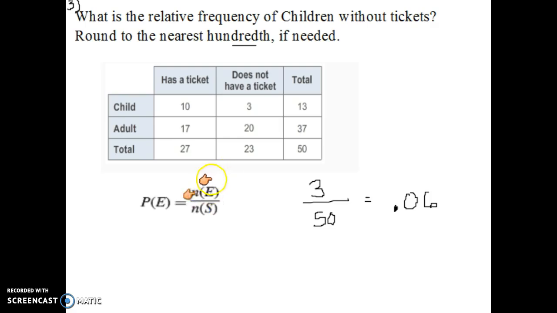Okay, so the total outcomes for children without tickets is going to be right here. Children and does not have a ticket is going to be 3. So that's our numerator. And then our total children and adults is going to be 50. So when you divide 3 by 50, you get 0.06, which is 2 decimal places.